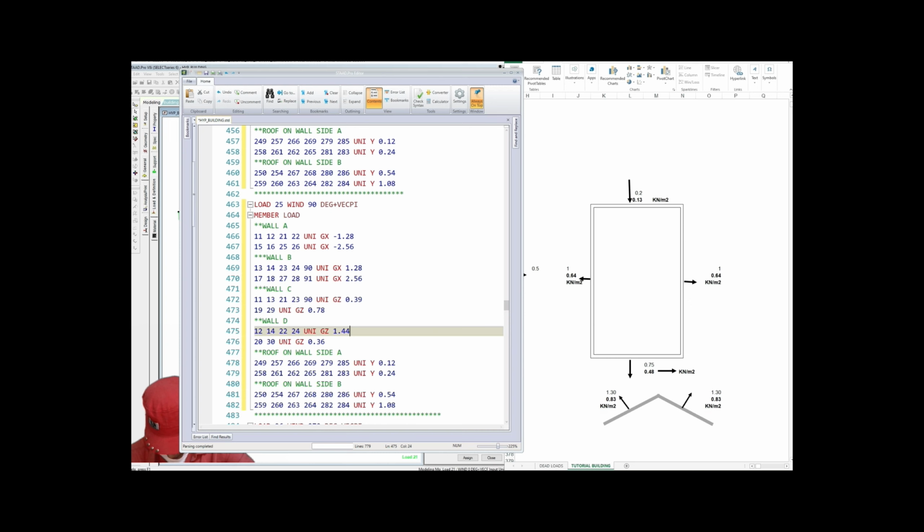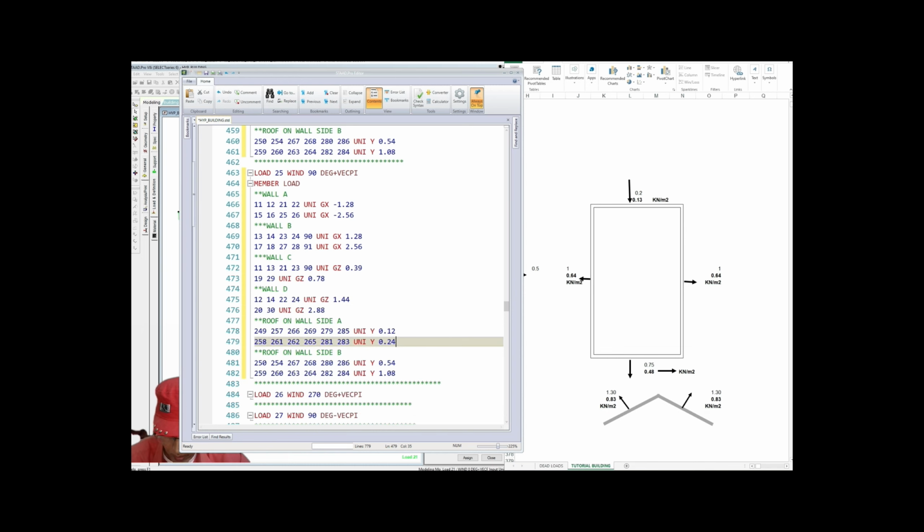Then 0.48 into 6 meter tributary with gable intermediate column. Tributary with the gable intermediate column is 6 meter. So 0.48 into 6 is equal to 2.88. The values on the left on both wall A and B remain the same.